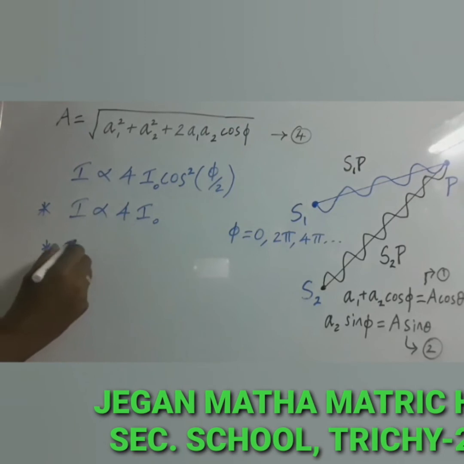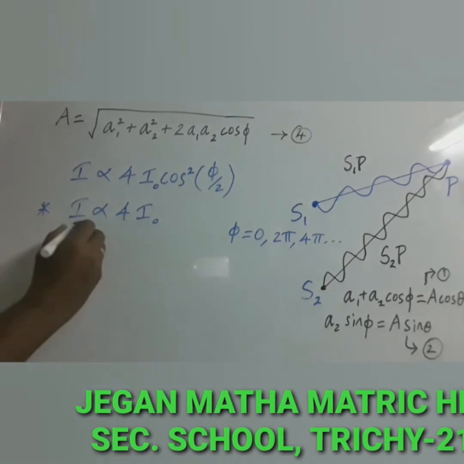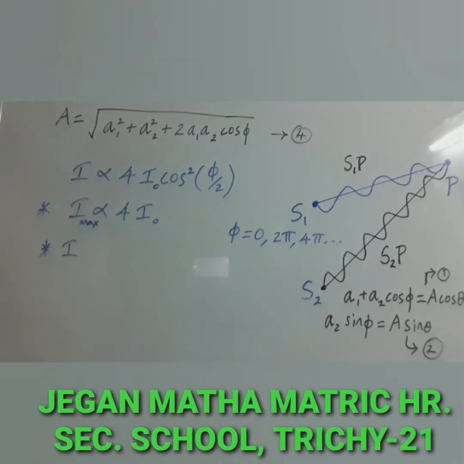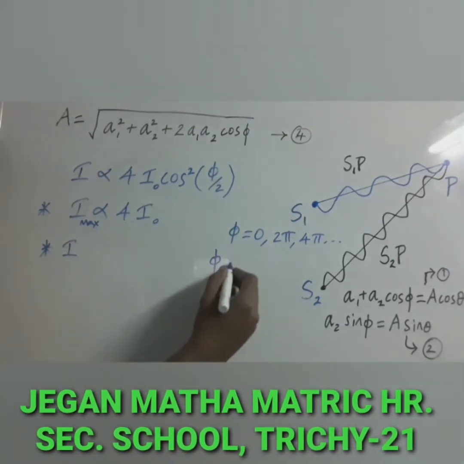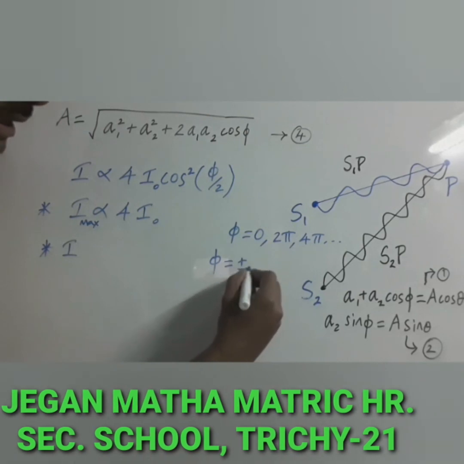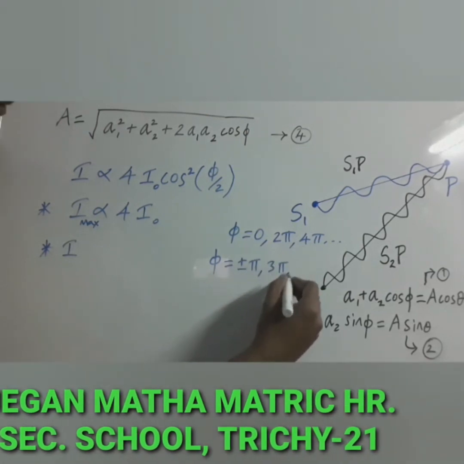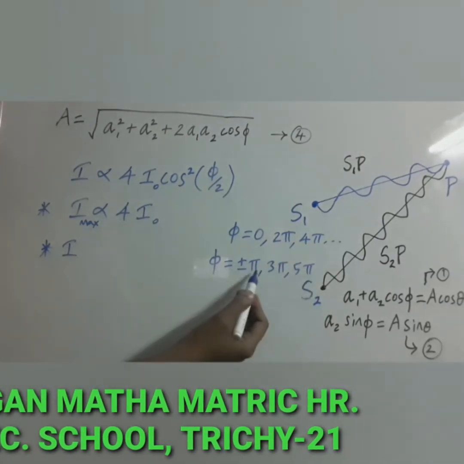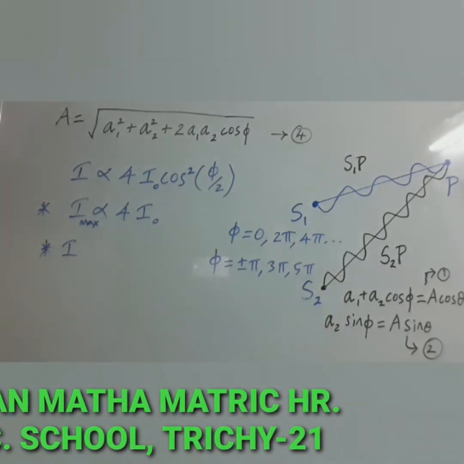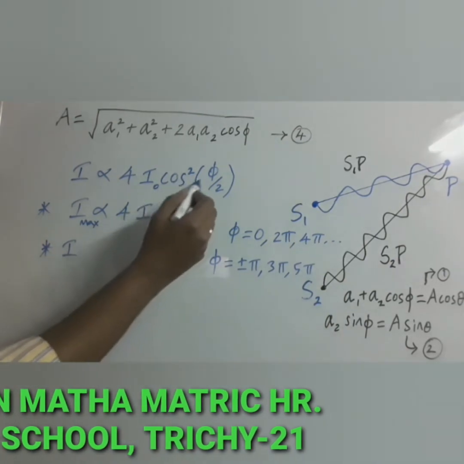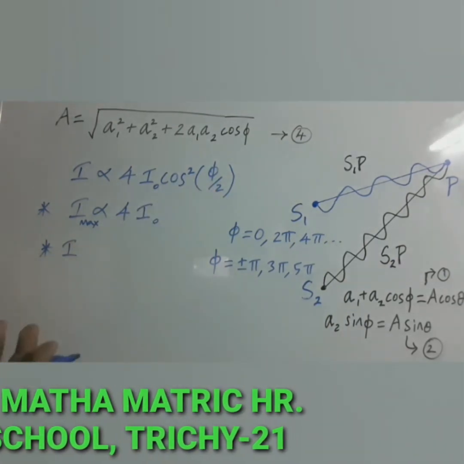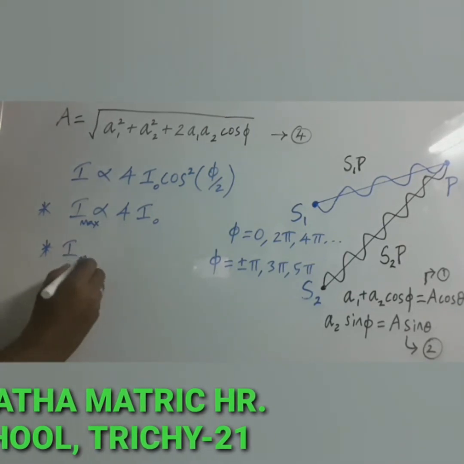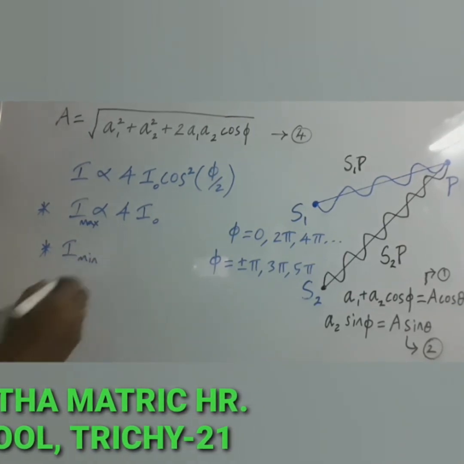When will the intensity be minimum? Here it is maxima. When it will be minimum, that is also decided by the phase difference phi. Phi value should be equal to plus or minus pi, 3 pi, 5 pi, etc. These are the plus or minus values. So here you can substitute phi by 2. Cos square phi by 2 is 0. So it is the first condition to obtain the minimum intensity.